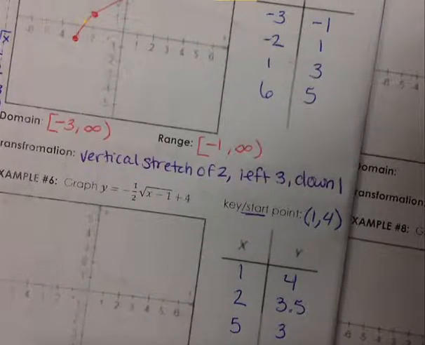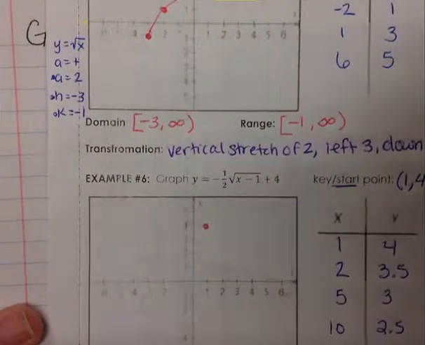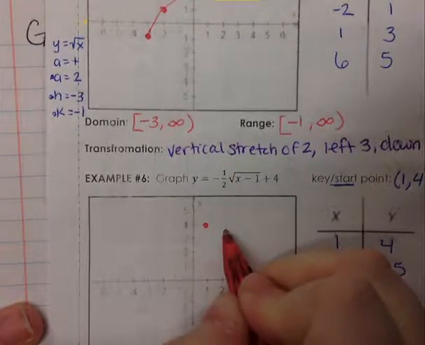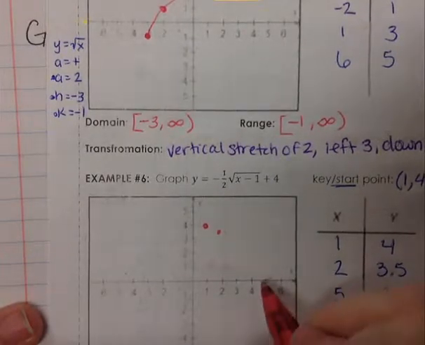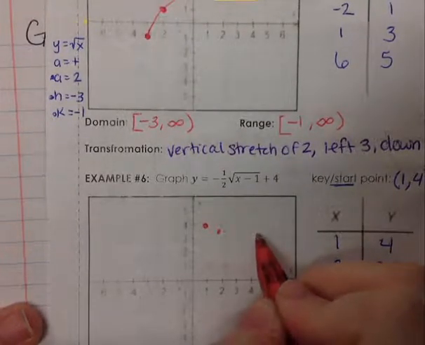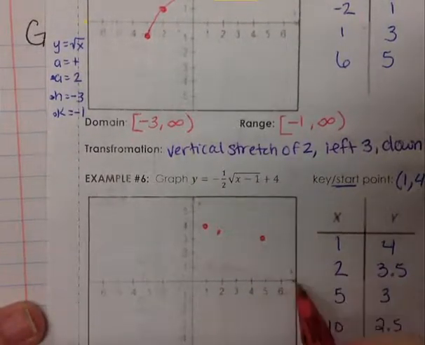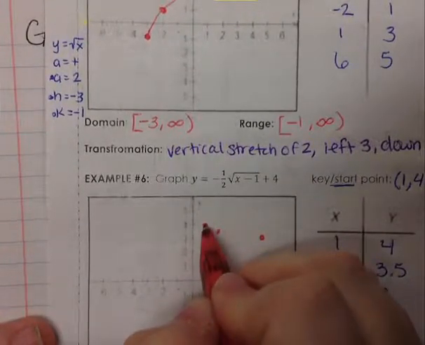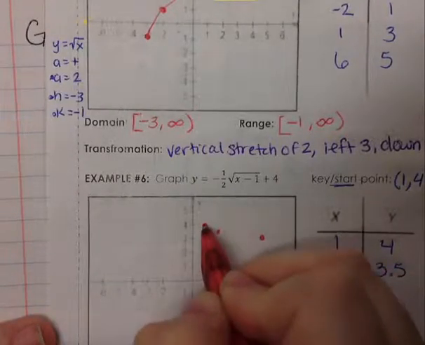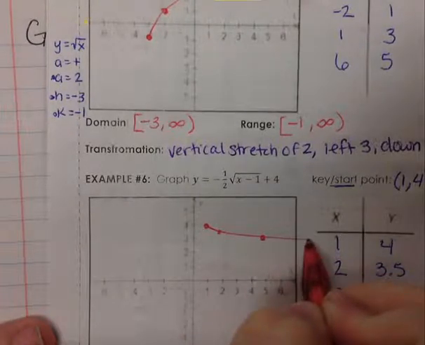So if we go and graph this, 1, 4 is our first coordinate, then 2, 3.5, and then 5, 3. Trying as best as possible to get it on there. And the next one would be 10, 2.5, which would be over here. So we still have our start point. Remember, there's no arrow on here. We connect these other coordinates. We put an arrow on that one, on this side.